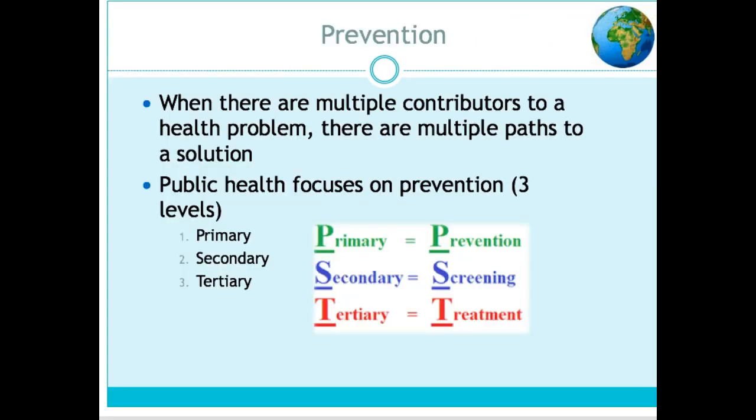And then let's look at prevention. This is another concept we want to study in global public health, where there are multiple contributors to a health problem. There are multiple paths to solution. And I'm sure you've heard this many, many times, looking at primary, secondary, and tertiary prevention. Primary, you remember the P for prevention. Secondary is the S for screening, and tertiary is the T for treatment.